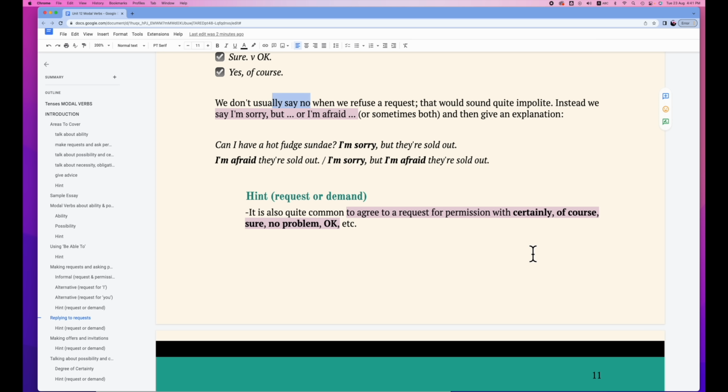Some hints. It's quite common to agree to a request for permission with the words certainly, of course, sure, no problem, and even okay. Today, we talk about offers, invitations, and possibility with modal verbs. Let's get started.